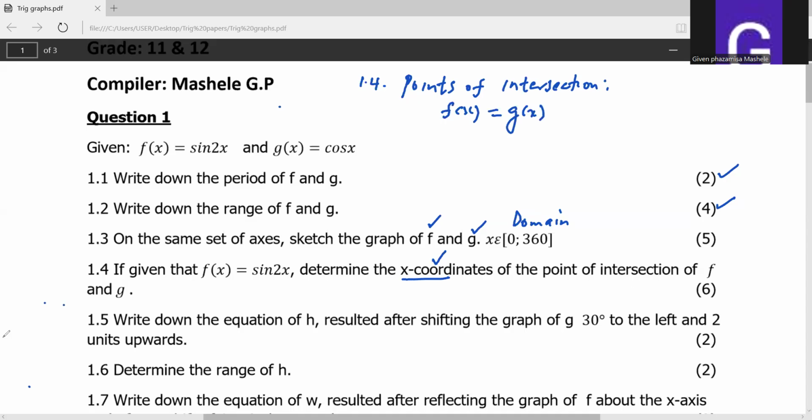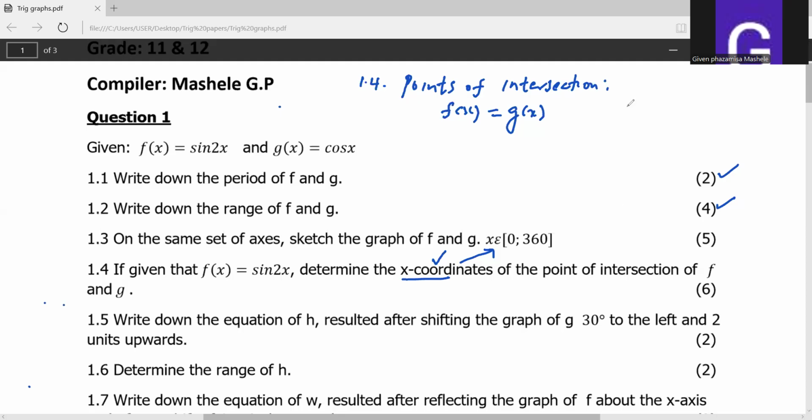Now, ladies and gentlemen, if we are just given this expression, it means we want to know the values of x which will be between 0 and 360. Why between 0 and 360? Because remember the first question says sketch the graph from 0 to 360. It means we want the values of x where the two graphs are equal between 0 and 360.